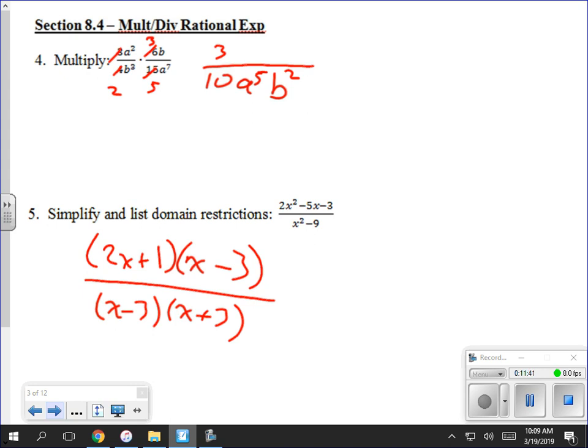My domain restrictions, x can't be plus or minus 3, because plus or minus 3 will make my denominator 0. Cancel anything I can. The minus 3's cancel. 2x plus 1 over x plus 3. Factor first. Get your domain restrictions from your factoring, and then cancel and whatever's left over is whatever's left over.